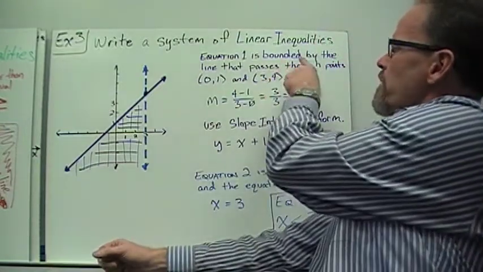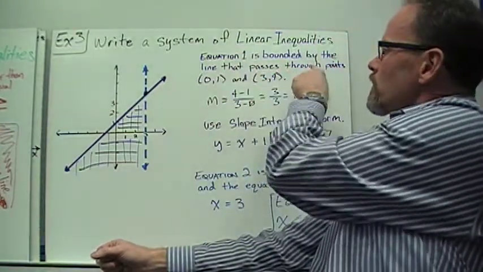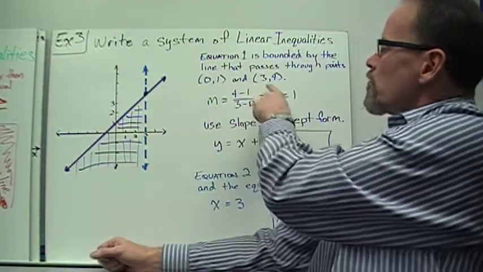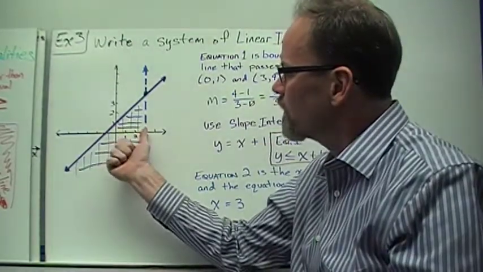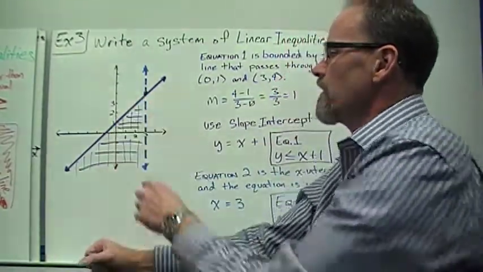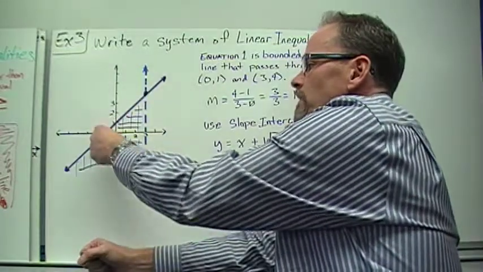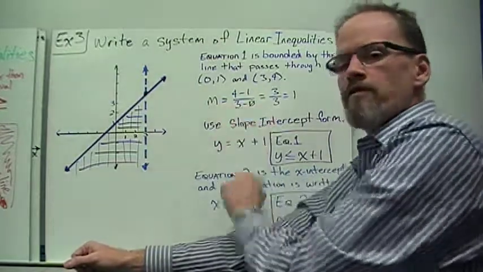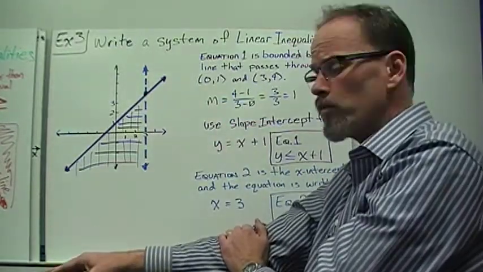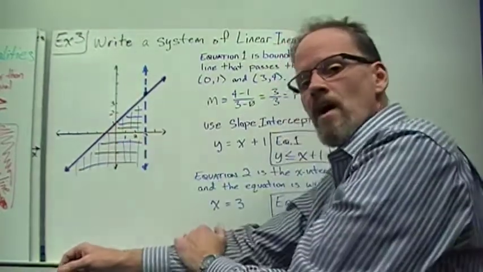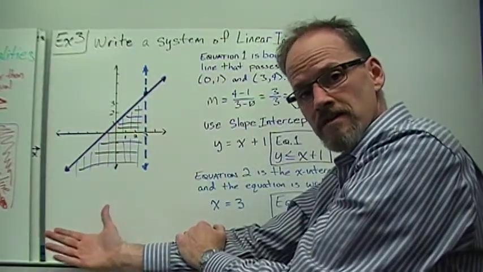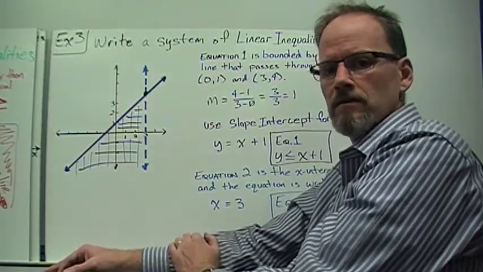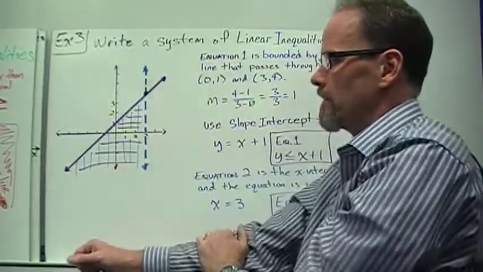If I look at it, it's bounded by the line that passes through the points 0, 1 right there, and the point 3, 4. 1, 2, 3, 4 right there. So the line passes through these 2 points. And if you remember, we can use the slope formula to find the slope. And this point being on the y-axis gives us our y-intercept. And we can use slope-intercept form to write the equation for this line right here.